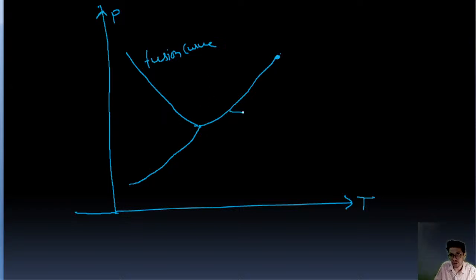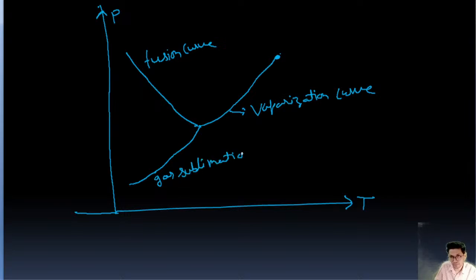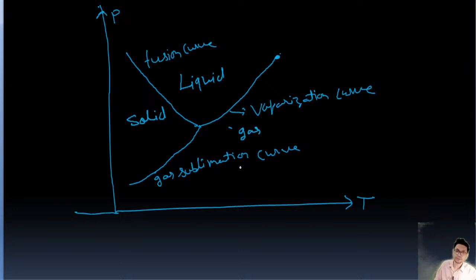This is the vaporization curve for water. And this is the gas sublimation curve. Okay, this is liquid. This is solid ice, and this is gas. And this point is called the triple point, guys.